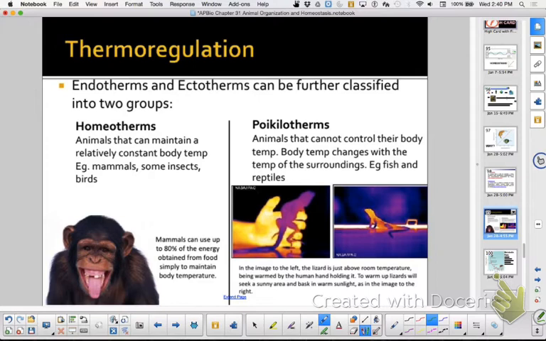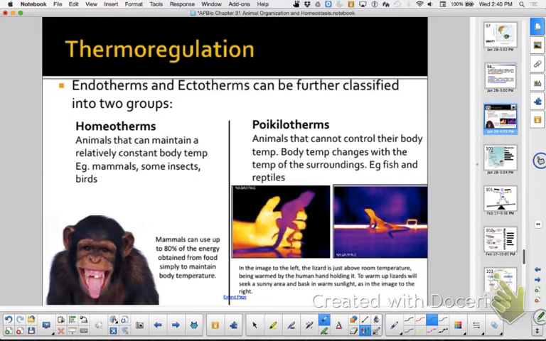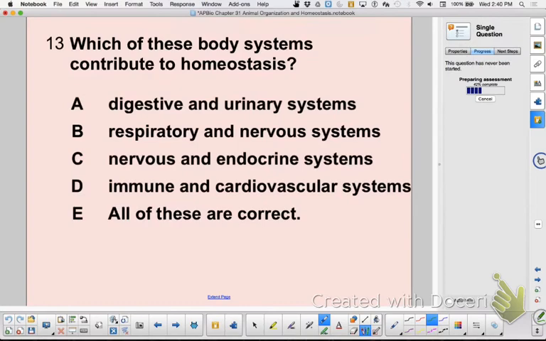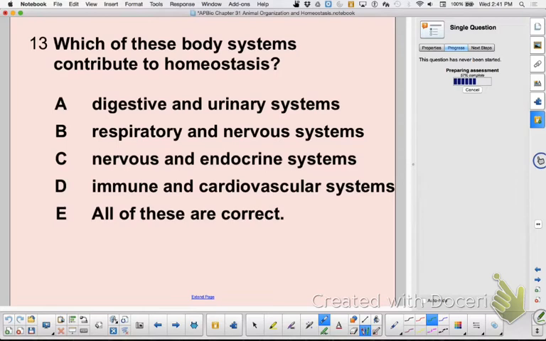Putting it all together. All right. We already talked about negative feedback, positive feedback. I'm feeling good about that. So let's just answer this question. And then we'll move on to the circulatory system.